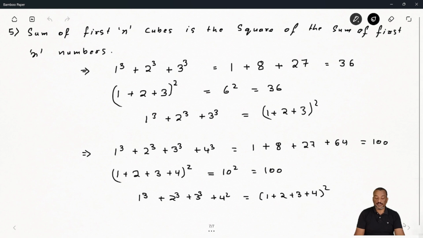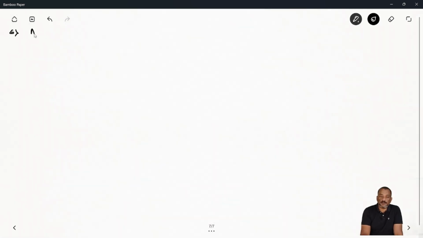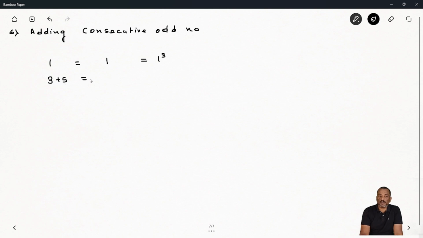Now coming to the next one, the sixth property: adding consecutive odd numbers. If we have 1, then 1 is added with 1, so you will get 1 cube. In the same way, here we will say 3 plus 5. So you will get how much? 8. Now we are adding two numbers, so you will get 2 cube.